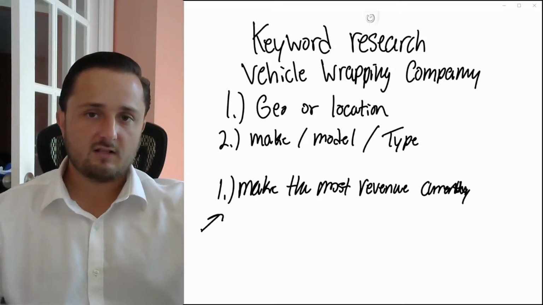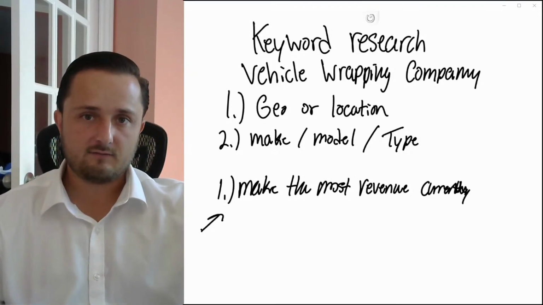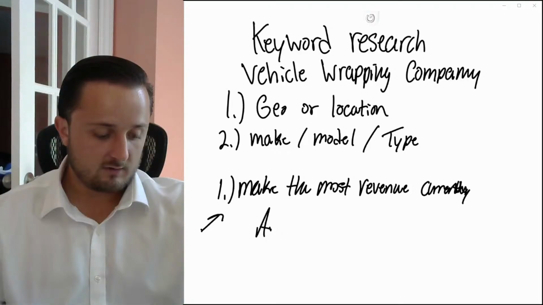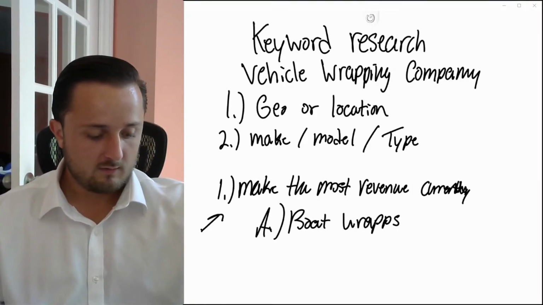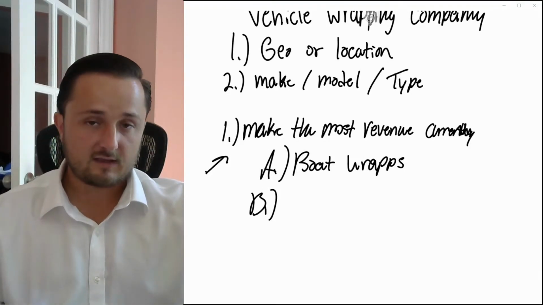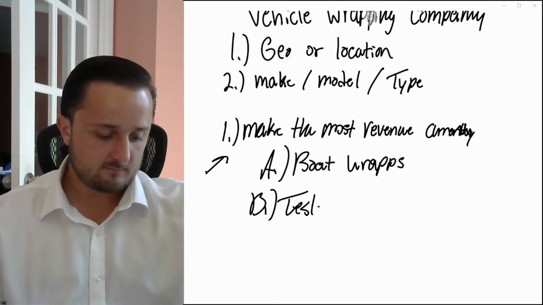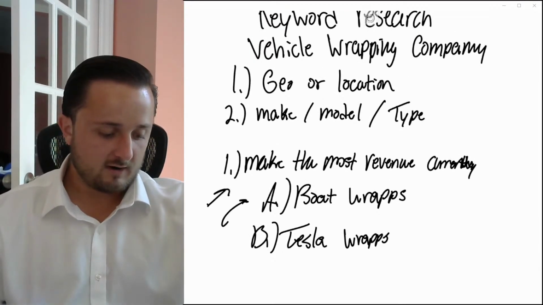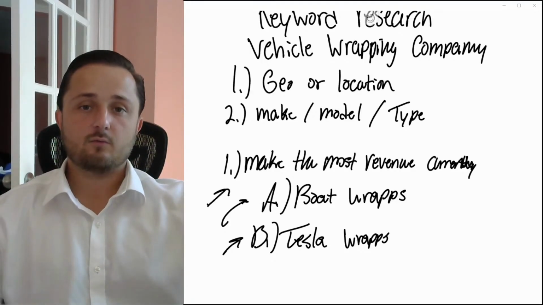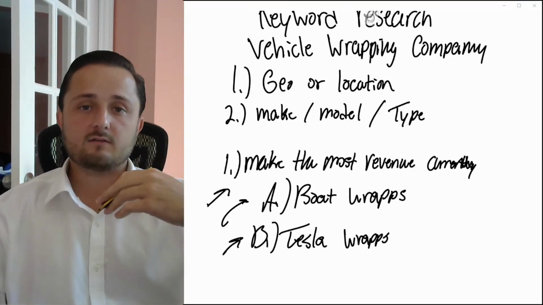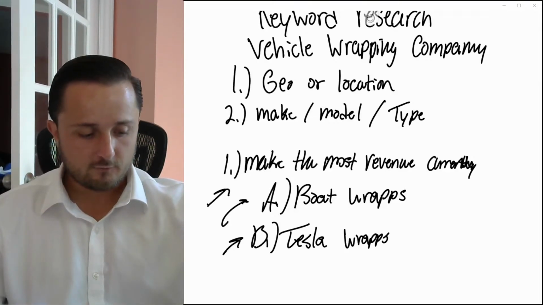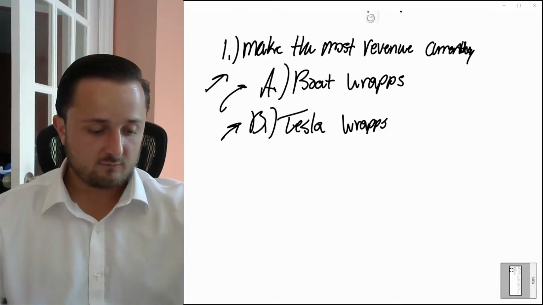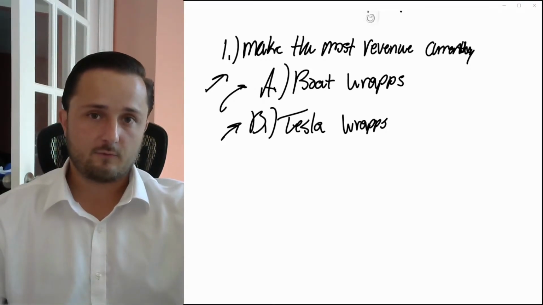Now, if the client's like, I don't really like my main revenue driver, I honestly want to start getting more into boat wraps, or their bread and butter is that they love doing Tesla wraps, right? So this is where I would start looking is what do you want to rank for? What types of leads or types of services do you want to sell more of, right? So for keyword research, I'm first going to start off with, okay, what do I want to rank for?